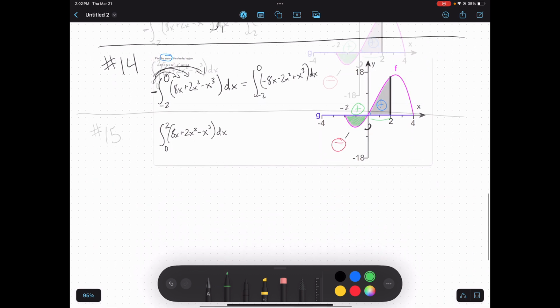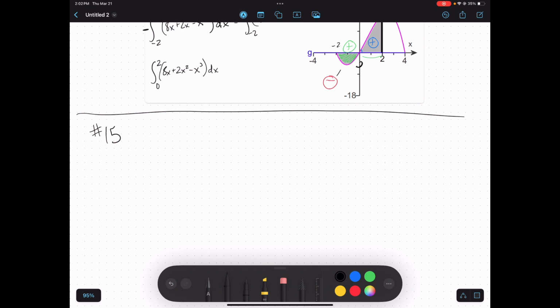Okay, moving on. We're not going too far. We're just going to the very next problem, number 15. This one asks you to find the area of the region bounded by the graphs. Bounded by the following graphs.